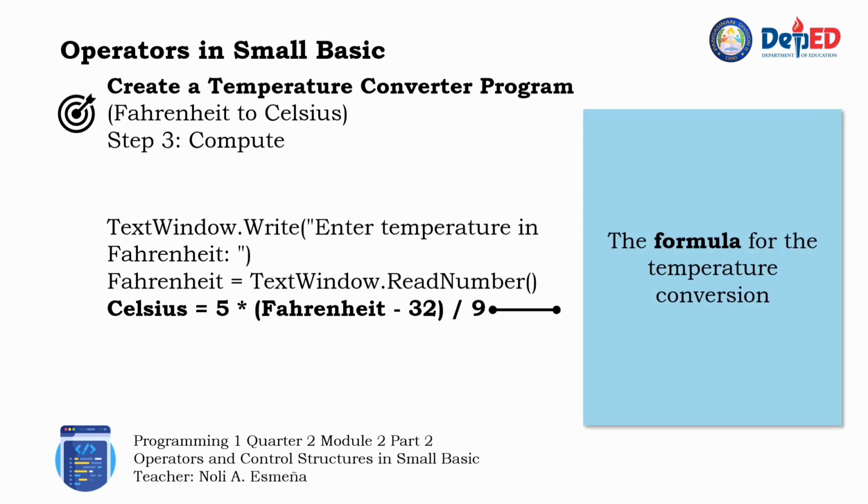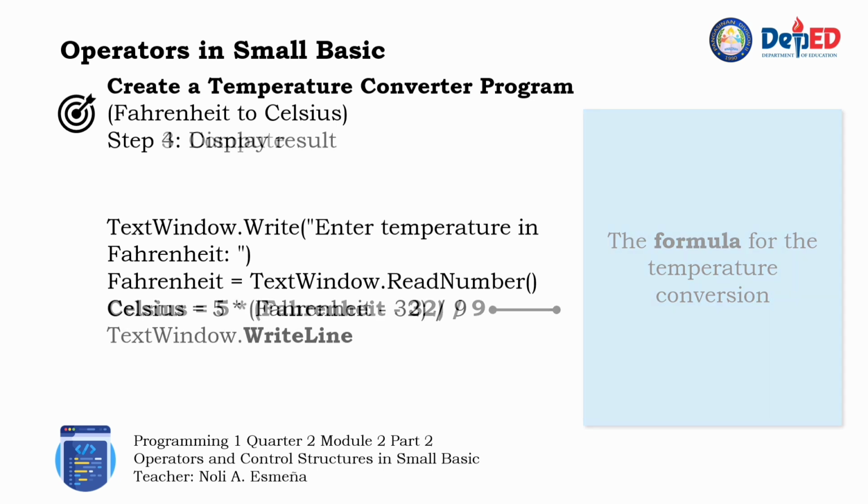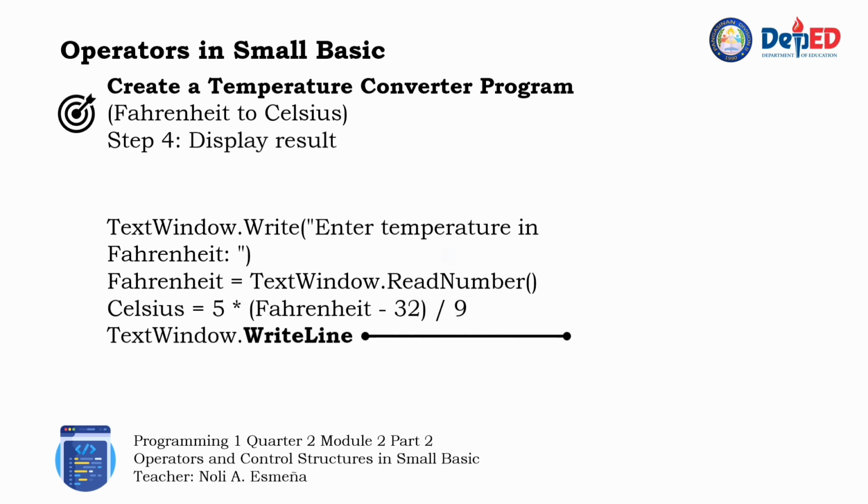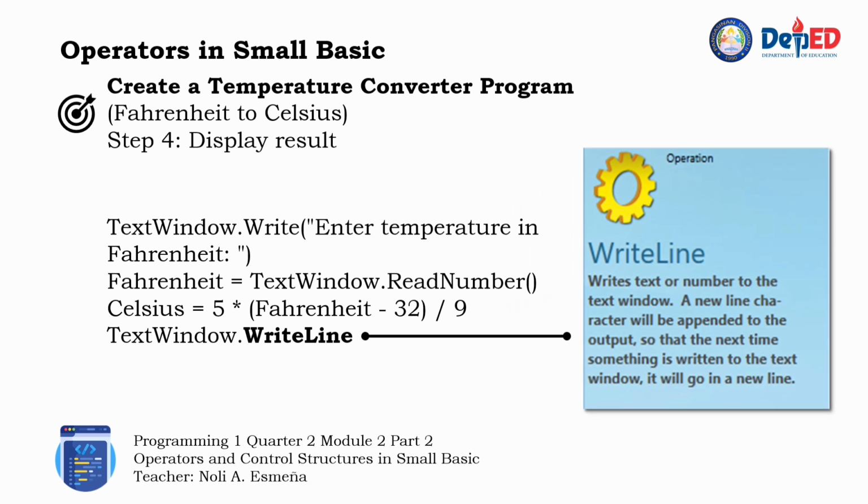The third step is to simply encode the formula for conversion of Fahrenheit to Celsius. For our fourth step, which is to display the converted value, we will use again the text window object. But this time, instead of using write as an operation, we will use writeLine. This will allow us to display the converted temperature value on a separate line.